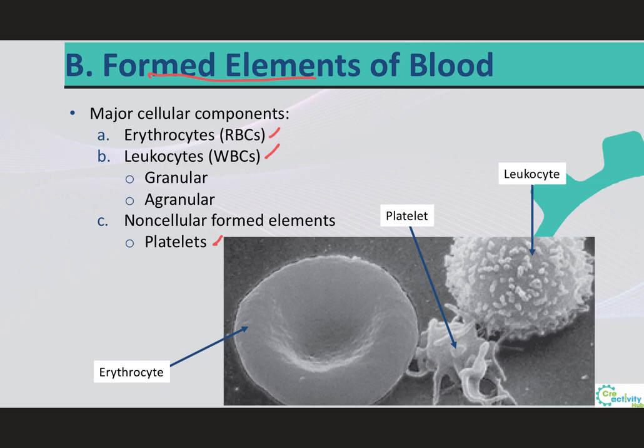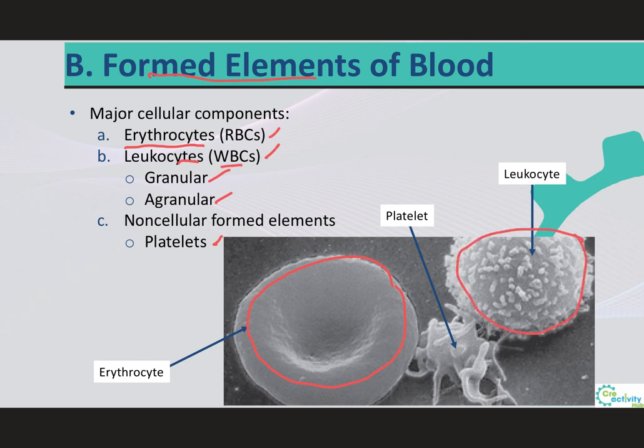Like I said, the red blood cells are a component of the formed elements of the blood. They can also be called erythrocytes, and they're represented here by this cell. Then we have leukocytes, which are also the white blood cells, and these are going to be divided into granular or agranular. This just tells you that the ones that are granular will show granules inside of the cell, and the agranular will not show granules inside of the cell.